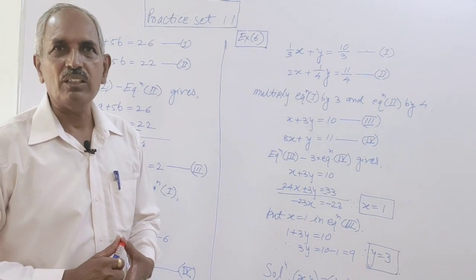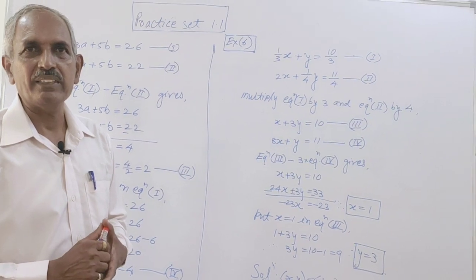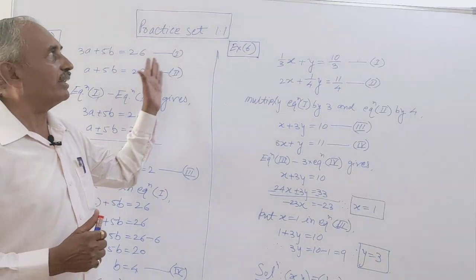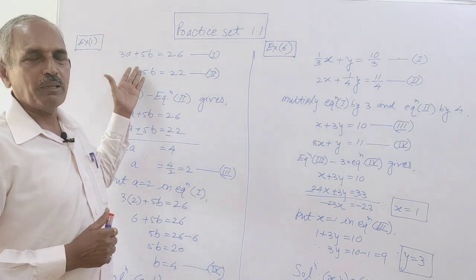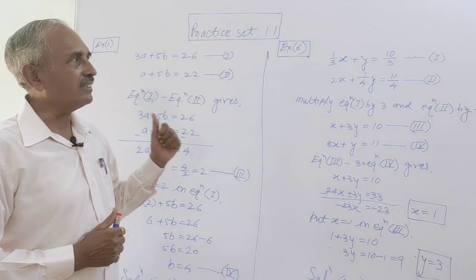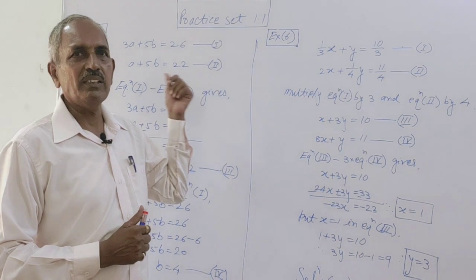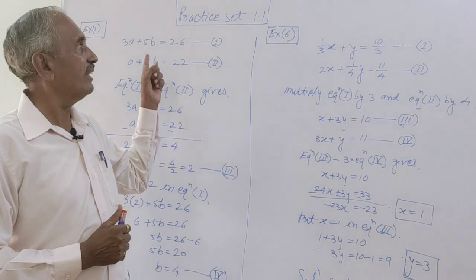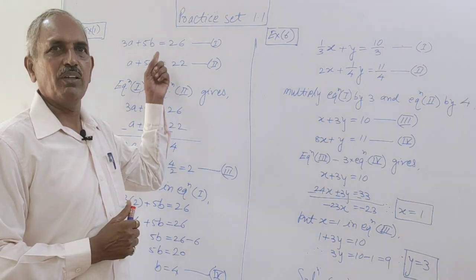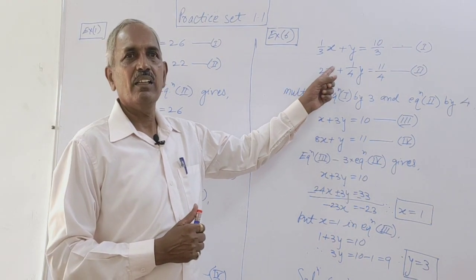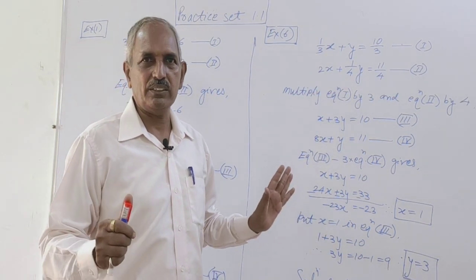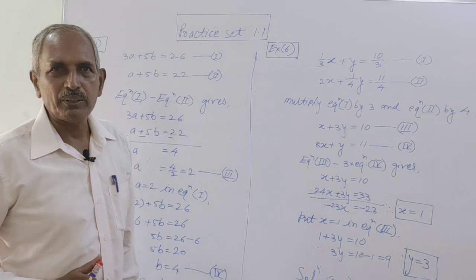Okay, students, now let us solve two equations from practice set 1.1. In practice set 1.1, there are some examples which are of this type and there are some examples of this type. What is the difference between these two types? In this type, there is no denominator in any one of the equations, but here in two equations there are denominators. This is the difference between the two types. Now we have to solve these two types of equations.